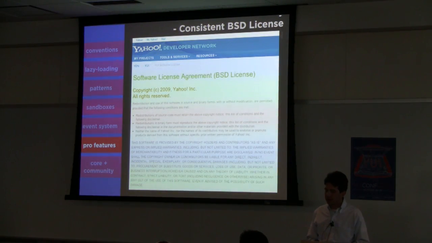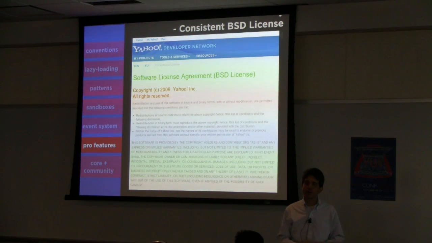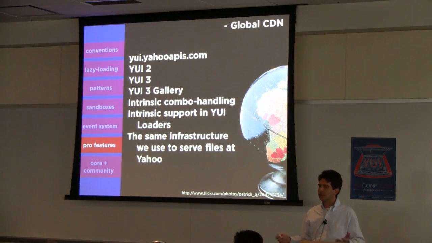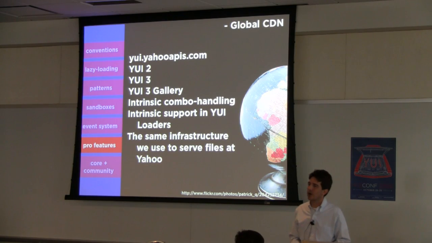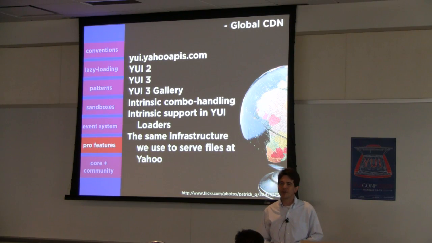Just rounding up these pro features, 2 more of them. A consistent BSD license. Very liberal license, applies to everything in YUI. That's a big deal. You want to know that you can use anything in the library and not get in trouble with the lawyers. YUI gives you that peace of mind. And the global CDN is a huge advantage with YUI as well. Yahoo serves the code. This is the same architecture that we use to serve stuff at Yahoo. So you know if your application's having a problem because our CDN is down, Yahoo's having a problem, and we're doing something about it.